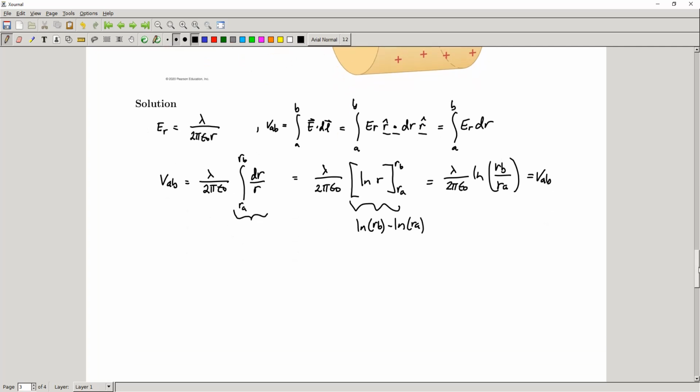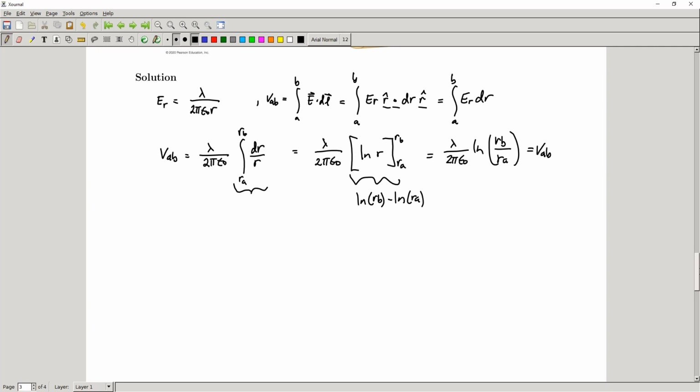Okay, so let's now take a closer look at this. What do we really mean by this V_AB? Let's remember that V_AB really means V_A minus V_B, which is equal to the expression that I just wrote down. I'll write it again.